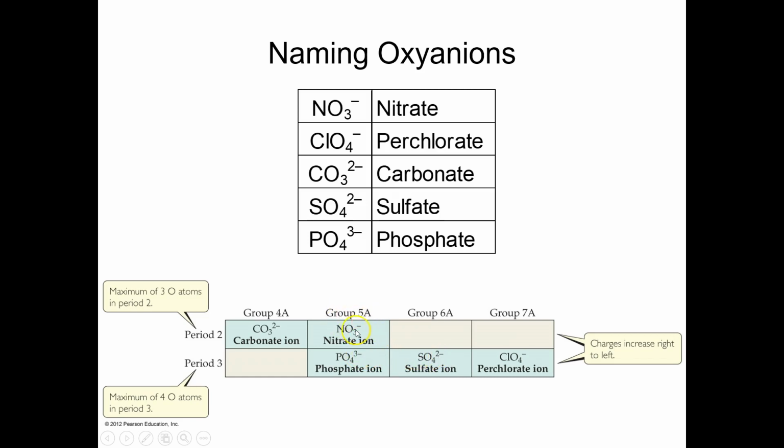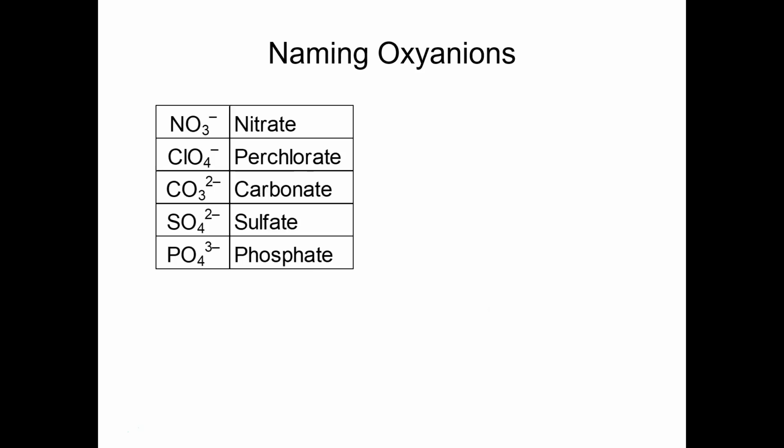If you go up to period 2, it starts with nitrogen, nitrate, so -1, and as you go left, -2. There's obviously no oxyanion of oxygen. That wouldn't make any sense. And as it turns out, there's no oxyanion of fluorine either. Okay, so that's 5 that you know the names and formulas of.